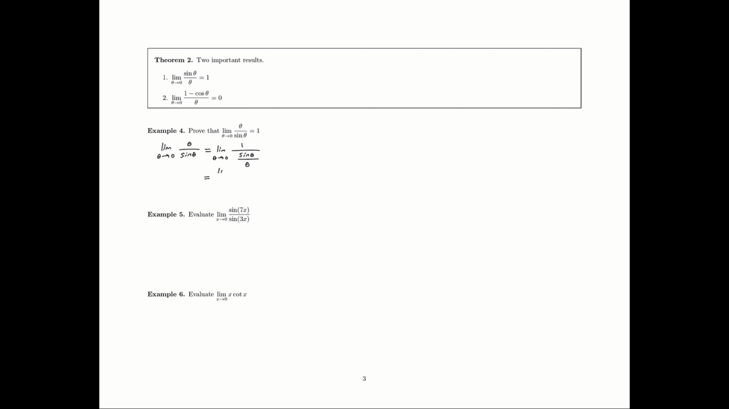So that means I can write this as the limit as theta goes to 0 of 1 over the limit as theta goes to 0 of sine of theta over theta. Well, the limit of 1, a constant, is just 1. And then we know from the theorem above that the limit of the denominator is 1. 1 divided by 1 is 1. And that proves it.